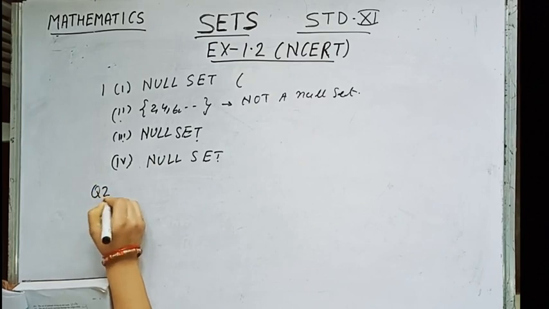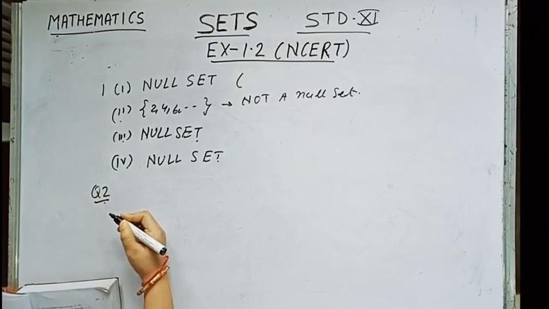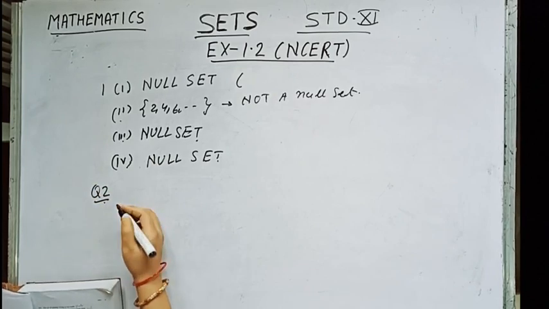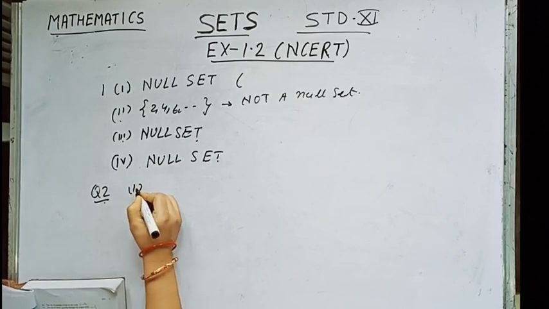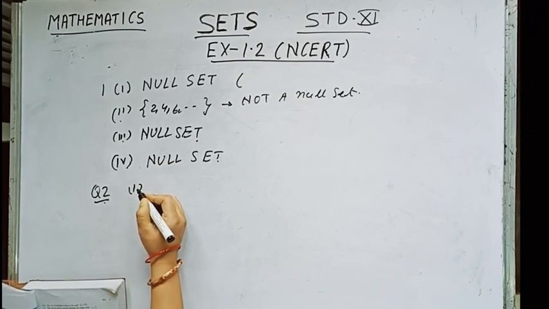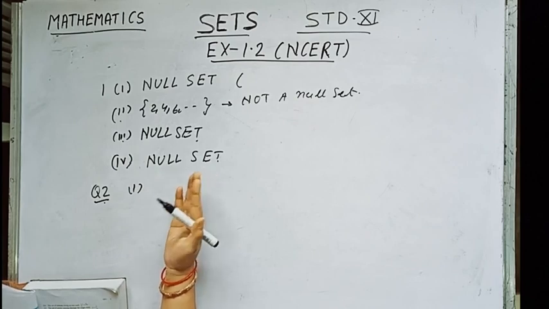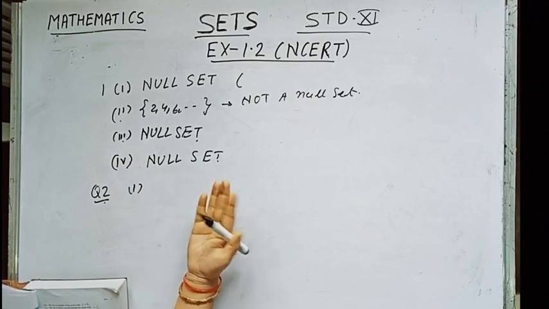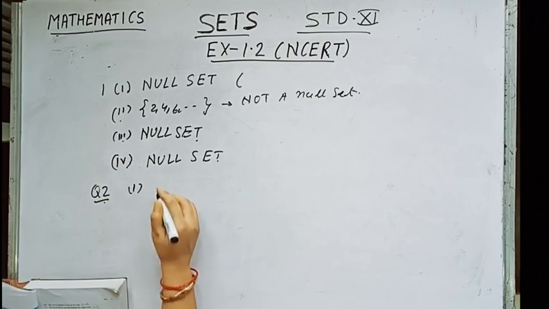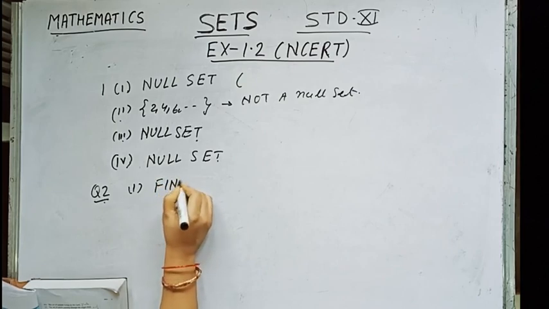Now question number 2. Question number 2, which of the following are finite or infinite set? This also I think you can answer easily. Number 1 is set of the months of a year. Obviously the months of a year is January, February up to December. So it is a finite set. So you will be writing over here finite set.